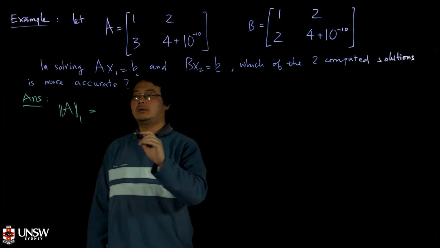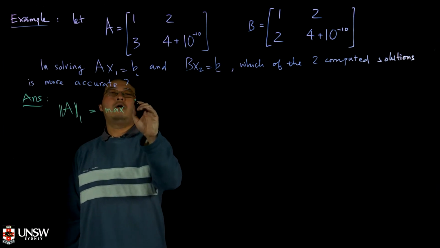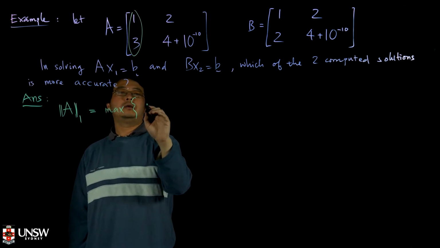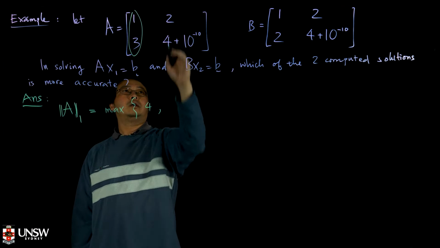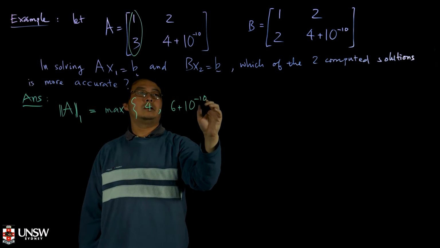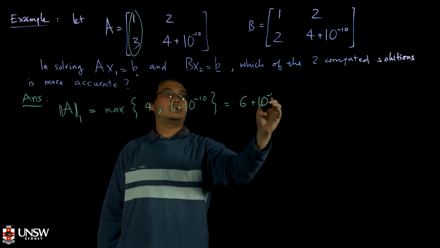So the one norm of the matrix A is the max of the column sums in absolute value. So 1 plus 3 is 4, and this one is 2 plus 4 plus 10 to the minus 10, which is 6 plus 10 to the minus 10. And this one is just 6 plus 10 to the minus 10.